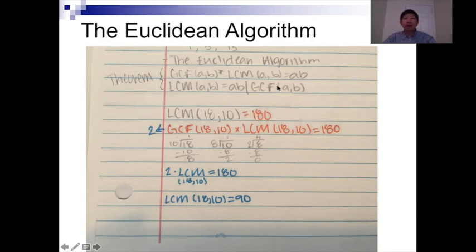All right. So those are the four different methods of finding the LCM.